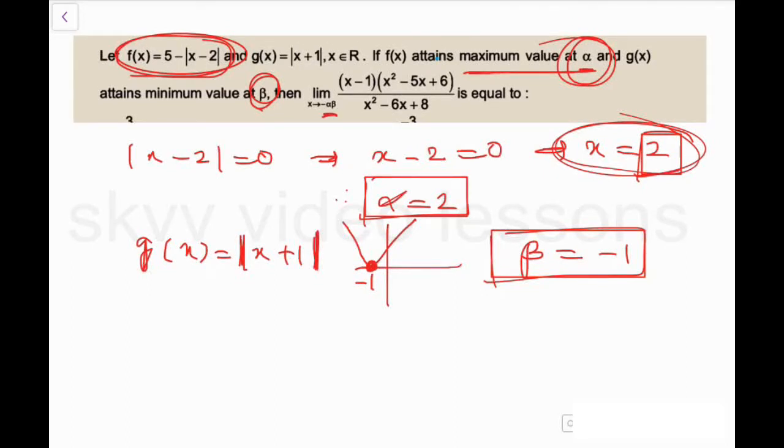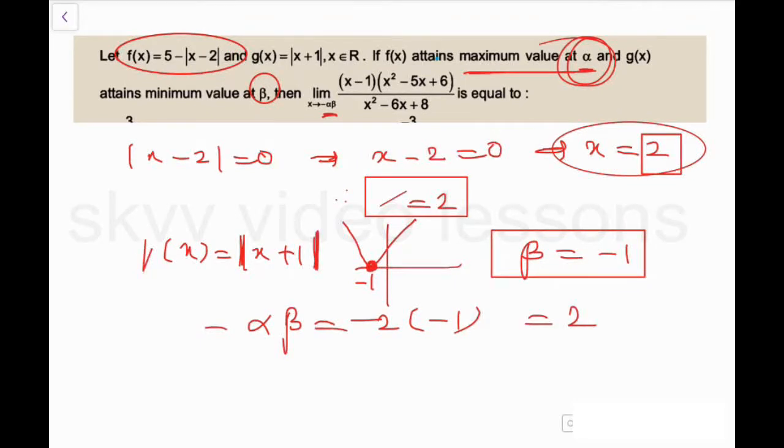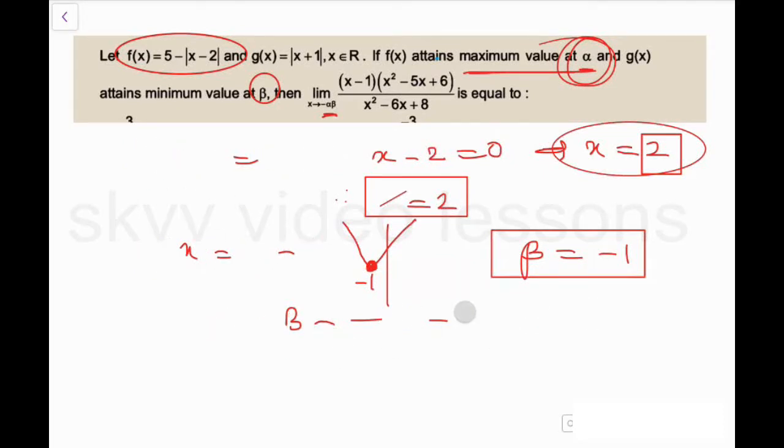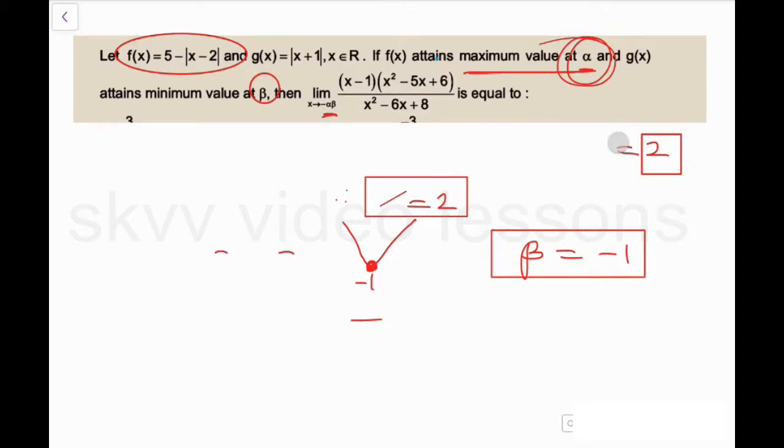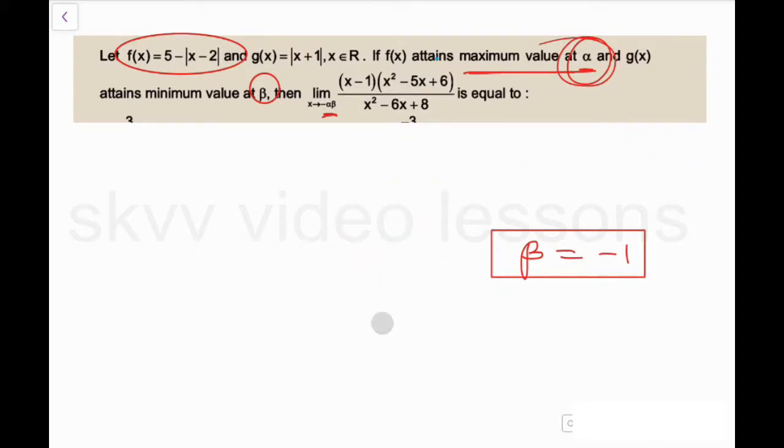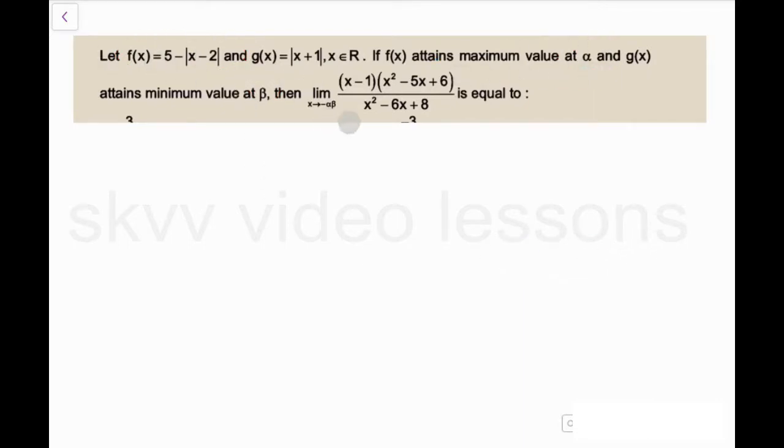I got the alpha value, I got the beta value, and in the limit problem we can see minus alpha beta. So what is minus alpha beta? Minus alpha beta is minus 2 into minus 1, so that is plus 2. Now we got the value of minus alpha into beta, which is plus 2. In place of alpha into beta, we are going to replace this value and we can find this limit easily. Now see, the problem is like this.